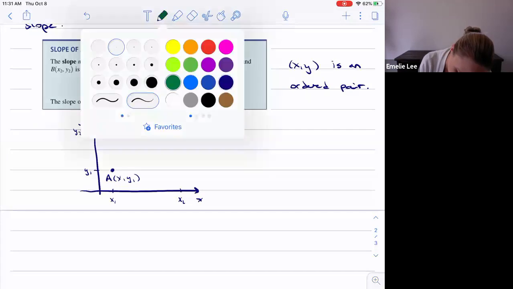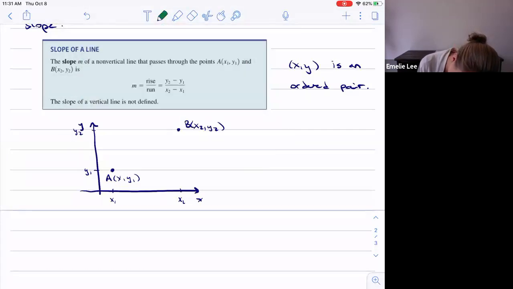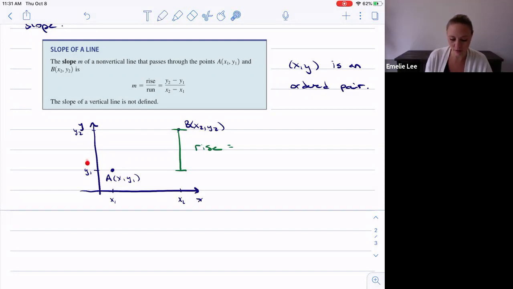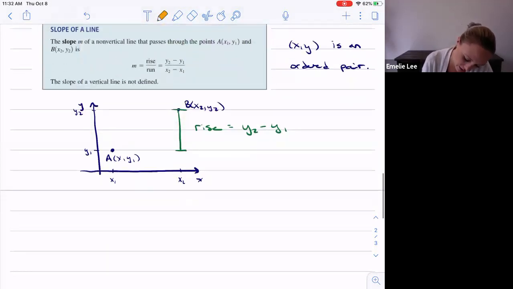So let's have a look at the rise. The rise is the distance from here, oops, that's a little crooked, here to here. So the rise is the distance between y2 and y1. So how we usually do that is y2 minus y1. The run is the distance between here and here. So the run is x2 minus x1.